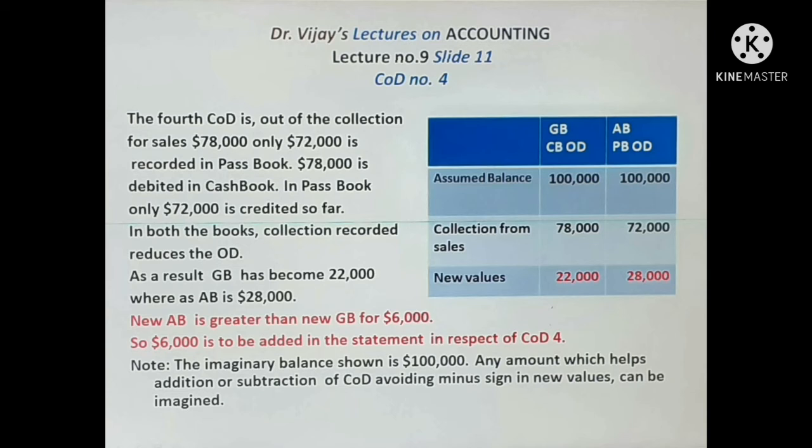Now, imaginary balance, assumed balance. Here we have shown 100,000. In earlier cases, we have shown only 5,000 each. Why this big sum? Any amount which helps addition or subtraction of COD, avoiding minus sign in new values, can be imagined. Here, the amount to be deducted is a huge sum. In GB it is 78,000 and AB it is 72,000. After subtracting that sum, a minus new value should not come. That is why such a huge sum, 100,000, is assumed in both the books.